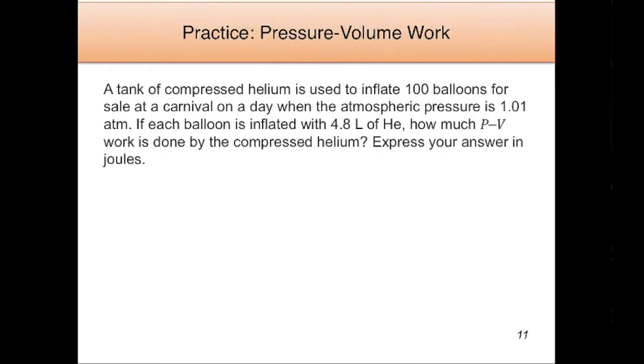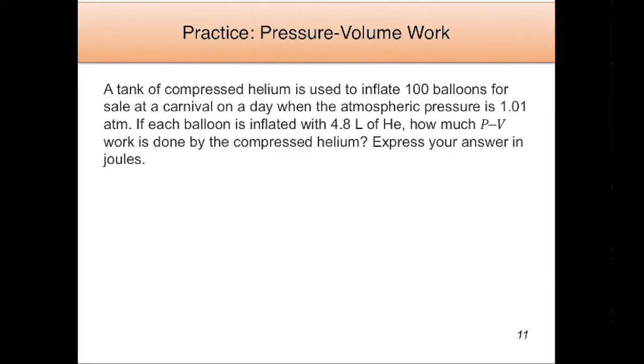So let's just go through a quick example. So we have a tank of compressed helium used to inflate 100 balloons, and the atmospheric pressure is 1.01 atmospheres. If each balloon is inflated with 4.8 liters of helium, how much PV work is done by the compressed helium? So here we're focusing on the work done on the atmosphere, right, on the surroundings, because the system, the helium balloon, is what's expanding into the atmosphere.